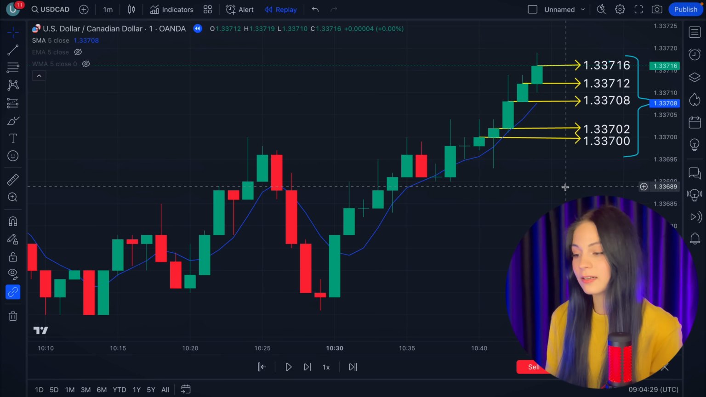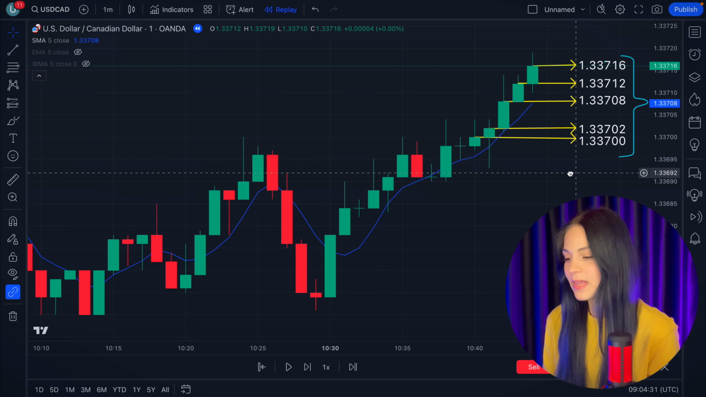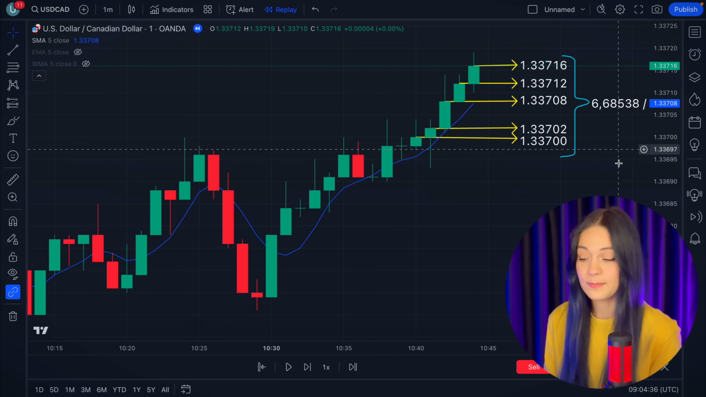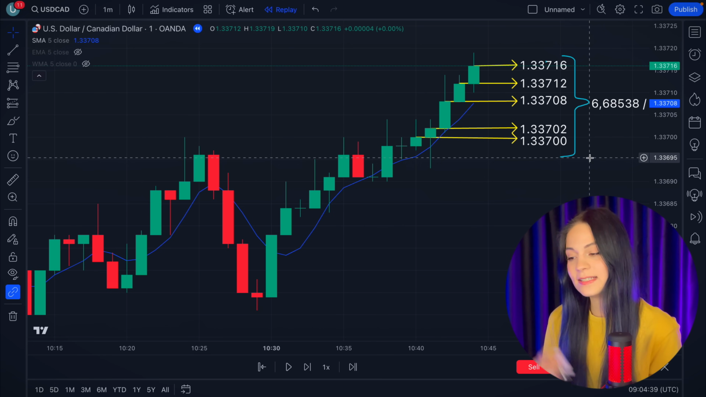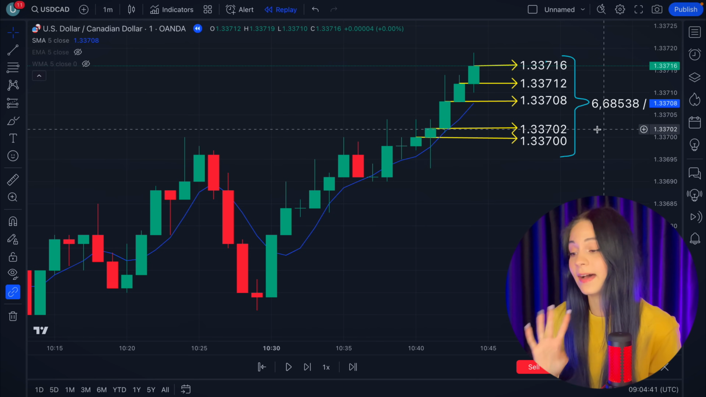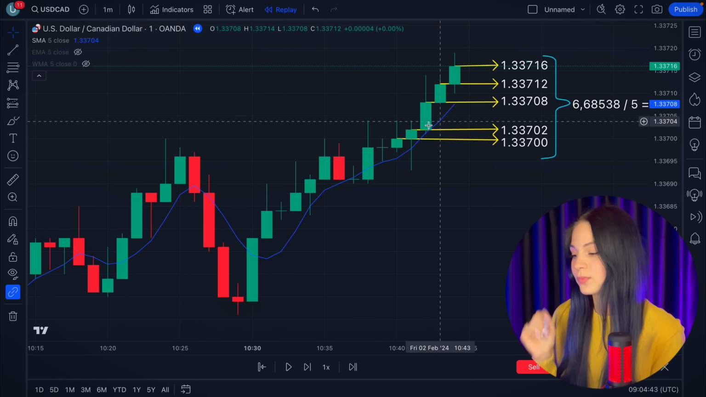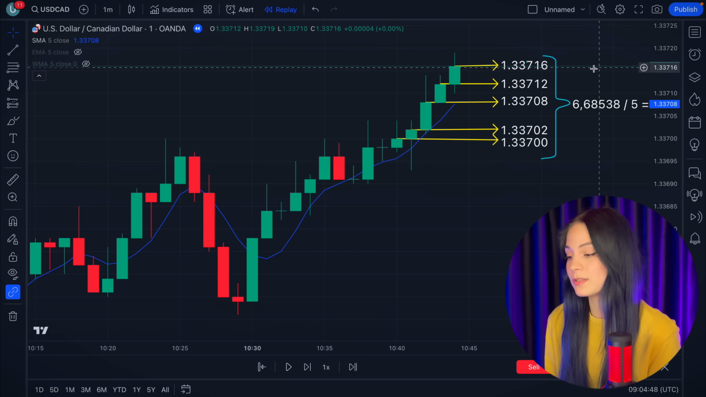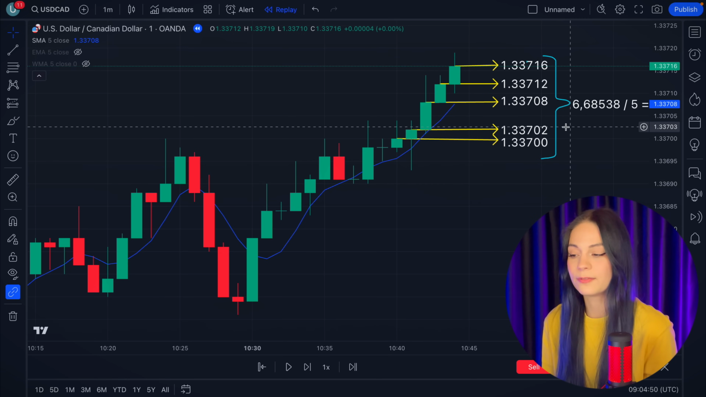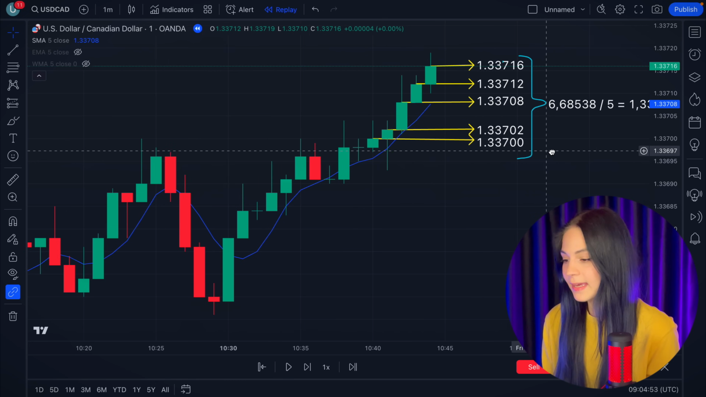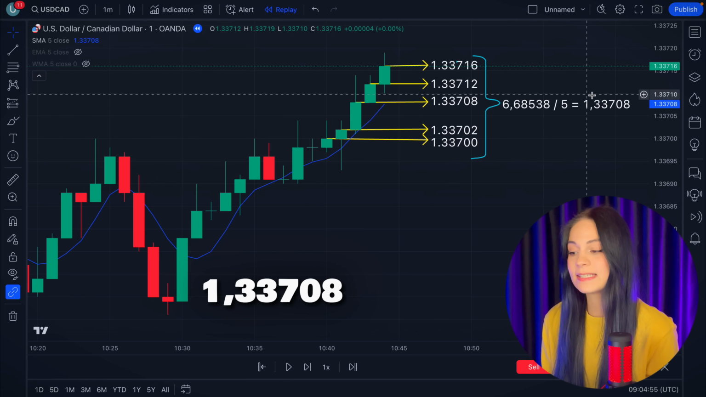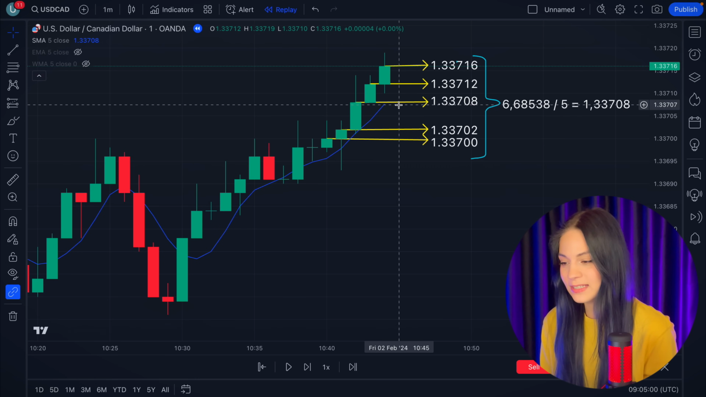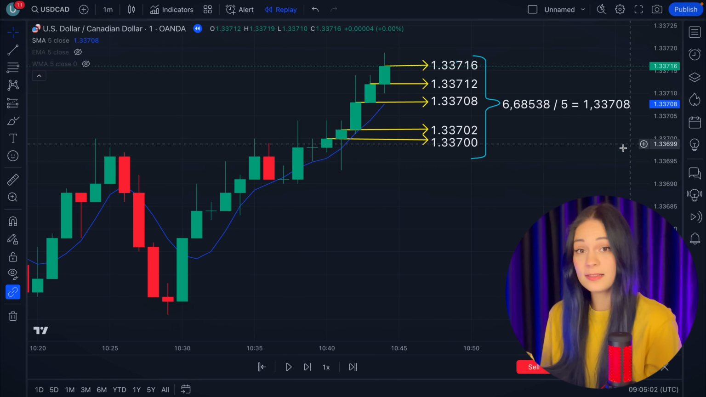Then the indicator combines all of them, and we have 6.6853, and then the indicator simply divides all of it by 5, finding the average price. This is the basic formula for finding the average value, the average price in our case. And we have 1.3370708, sorry. And at this moment you can see that the moving average is right at this level.